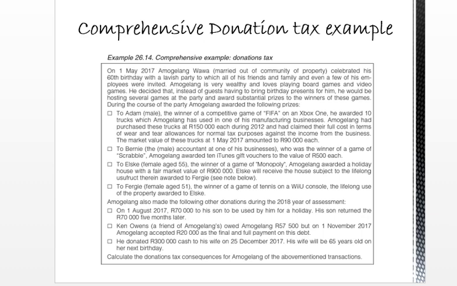During the course of the party, Amogelang awarded the following prizes. It seems like very nice prizes. I would have loved to be part of this party.